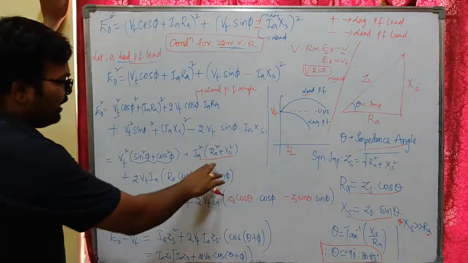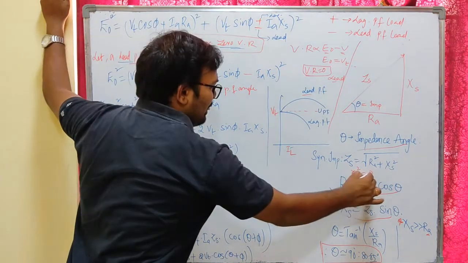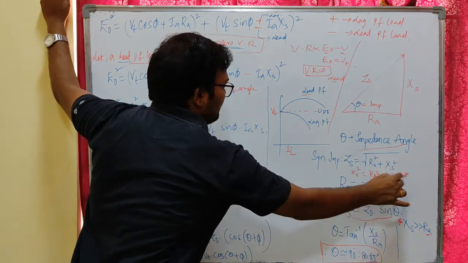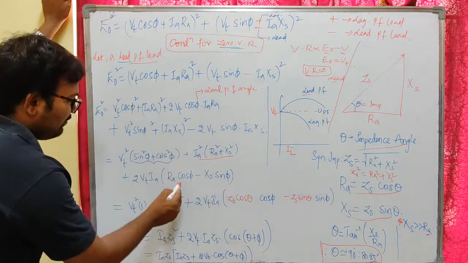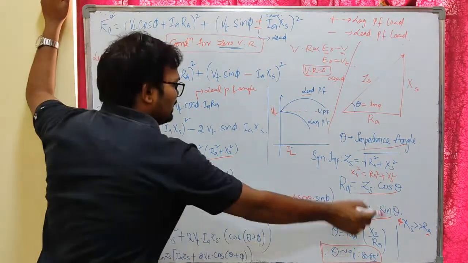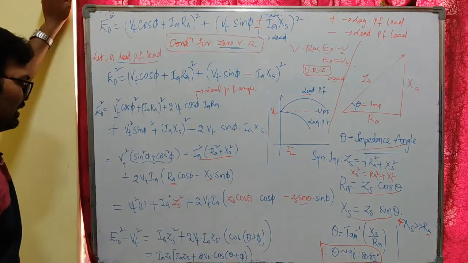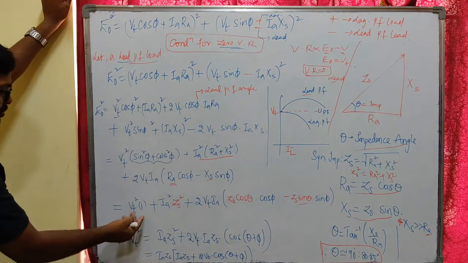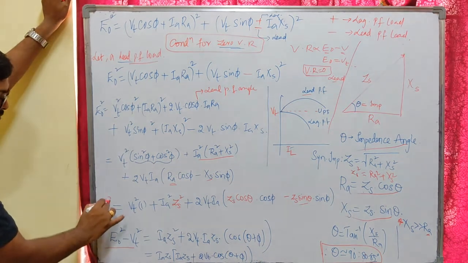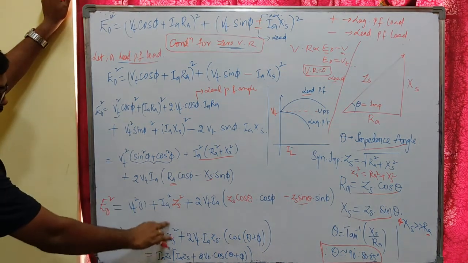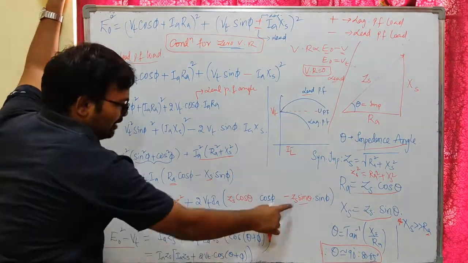So in place of Ra square plus Xs square, I am going to replace it with Zs square, since Zs square is equal to Ra square plus Xs square. In place of Ra I can replace it with Zs cos theta, and in place of Xs I can replace it with Zs sin theta. If I rearrange this, Vt square I am going to bring to the other side of the equal sign, that will be E naught square minus Vt square, equal to Ia Zs square plus 2 Vt Ia Zs, where I have taken Zs common in both the terms.